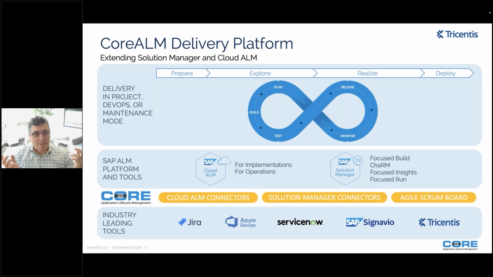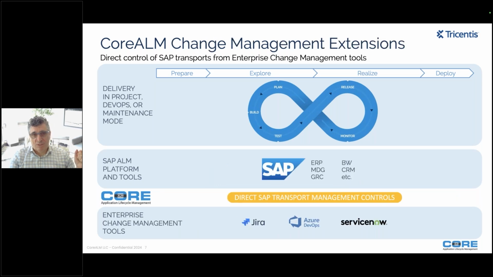For instance, test automation and transport management capabilities may not be available in those other tools like ServiceNow, Jira, or Azure DevOps. So this is a way of completely automating your SAP process. We have coverage for Cloud ALM, we have coverage for the on-prem Solution Manager, and we also have direct integrations for transport management today, which is really exciting.